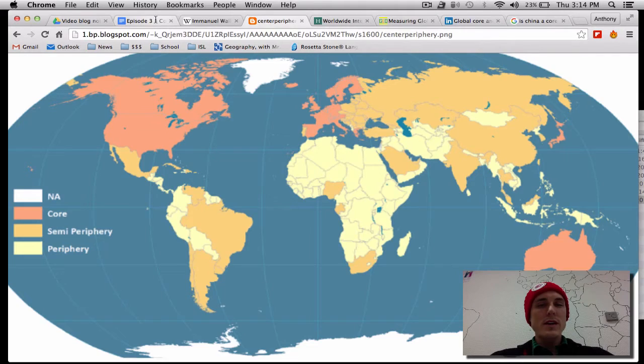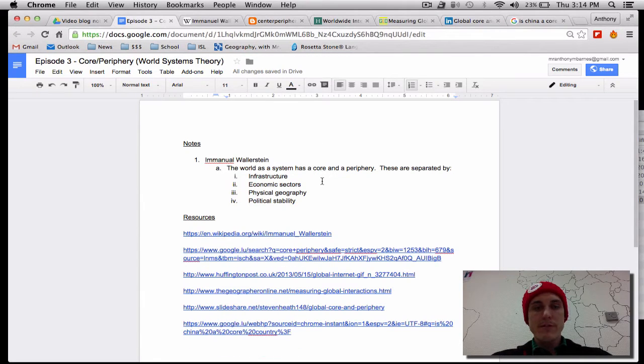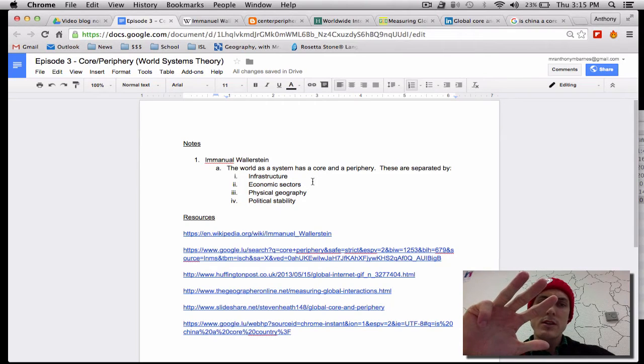So what determines the global core and the global periphery? The four things that I like to look at are the infrastructure of the country, the economic sectors that make up the economic development of the country, the physical geography of the country, and the political stability of the country. Global core countries tend to have a more advanced and better developed infrastructure in all aspects of their infrastructure. They tend to have a more service-based sector economy. They tend to have better advantages when it comes to physical geography, and they tend to be more politically stable.